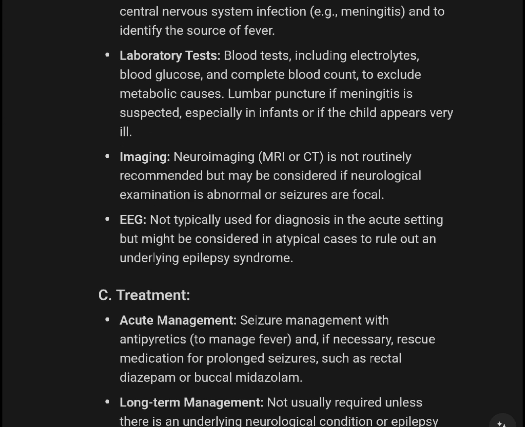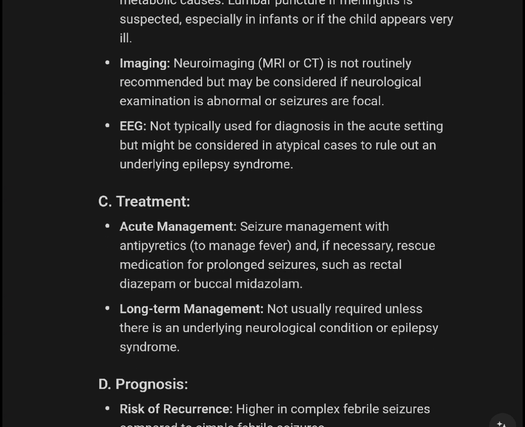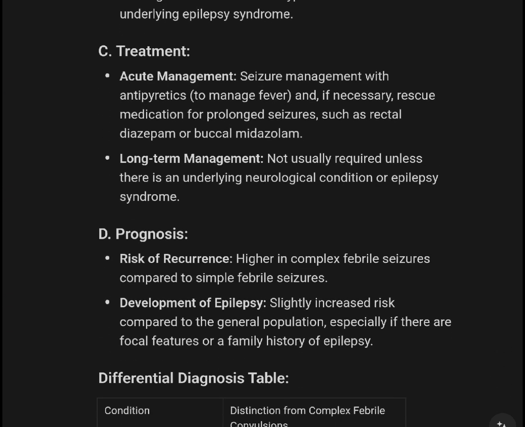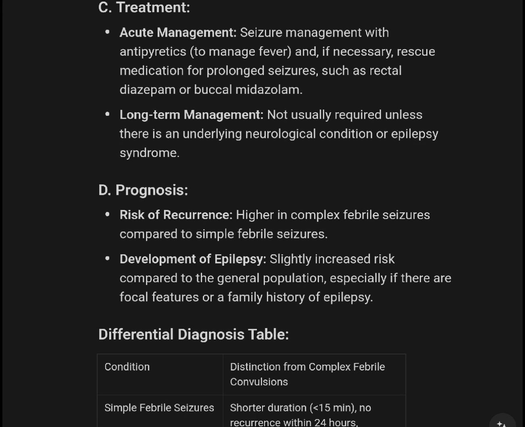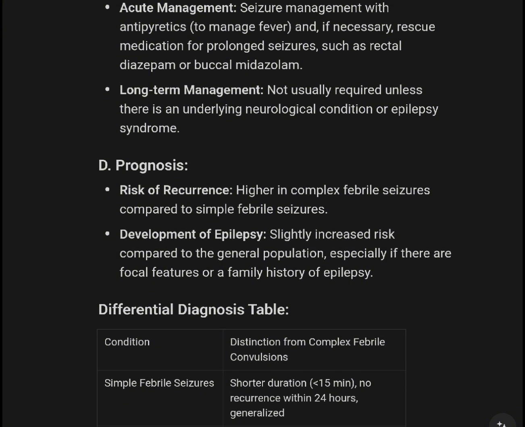Neuroimaging, MRI, CT is not routinely recommended, but it may be considered if the neurological examination is abnormal or the seizure is focal. EEG is not typically used for diagnosis in the acute setting, but might be considered in atypical cases to rule out an underlying epilepsy syndrome. Treatment, acute management: antipyretics to manage fever, and if necessary, rescue medication for prolonged seizures such as lorazepam or diazepam. Long-term management is not usually required unless there is an underlying neurological condition or epilepsy symptoms.